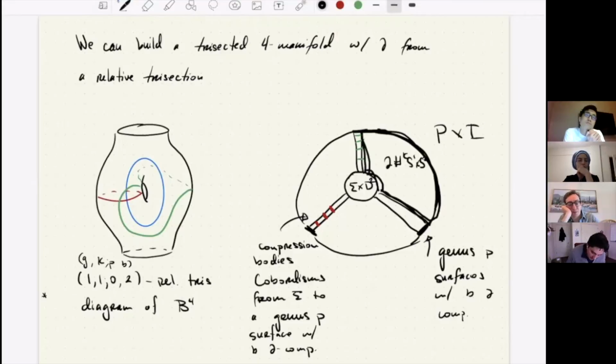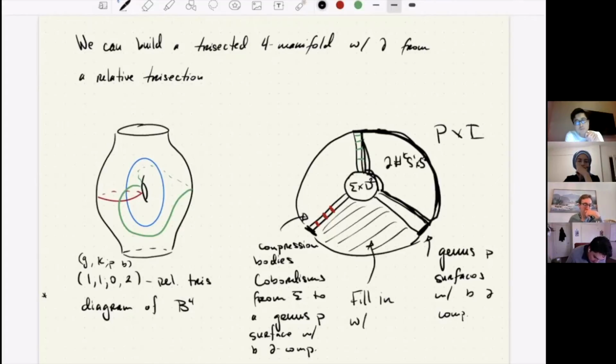And then we fill each of them in with a bunch of copies of S1 cross B3s. And this is unique. That's one of the nice things: you think there would be all these choices in this construction, but it's all done uniquely. And maybe I'll say it was done by Laudenbach and Poénaru.